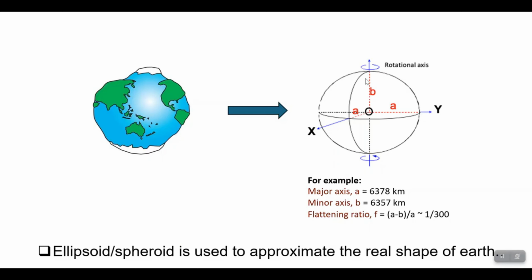the polar areas. This ellipsoid or spheroid is defined based on three parameters: the length of the major axis, the length of the minor axis, A, B, and the flattening factor. The flattening factor is how flat the polar areas are. After we approximate the real shape of the Earth with this ellipsoid, we need to link and align it with Earth's surface. And this is done by a datum.